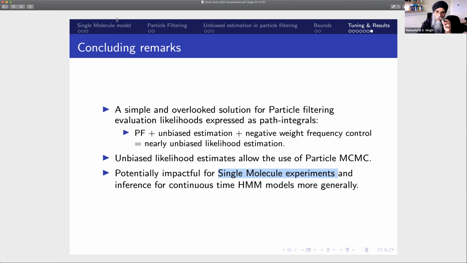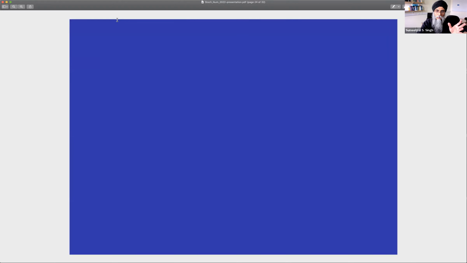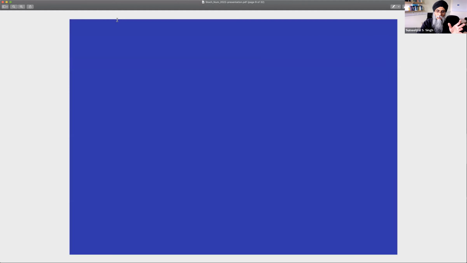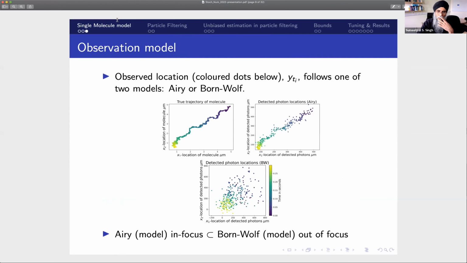Yeah, so the ARI is a model. I'll just go back to that page. The ARI model assumes the molecules are in focus. It is subsumed by the Born-Wolf.